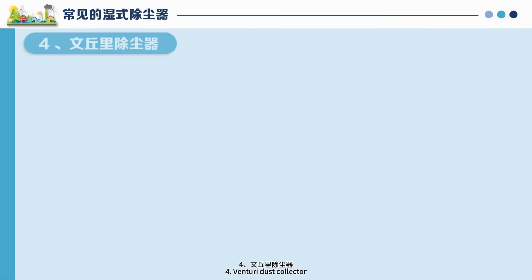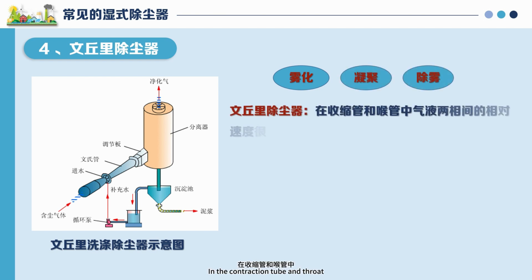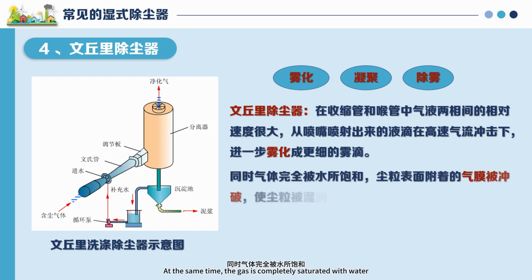4. Venturi dust collector. The Venturi dust collector mainly includes atomization, coagulation and defogging processes in the contraction tube and throat. The relative velocity between gas and liquid is very large. Droplets ejected from nozzles under the impact of high-speed airflow are further atomized into finer droplets. At the same time, the gas is completely saturated with water.